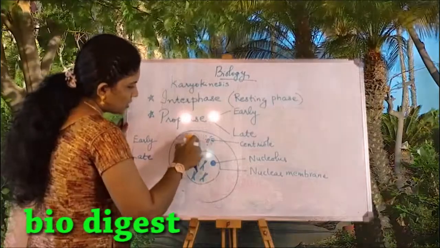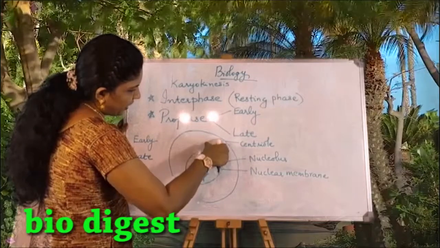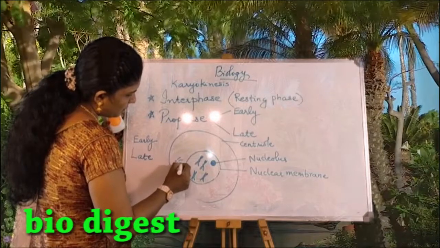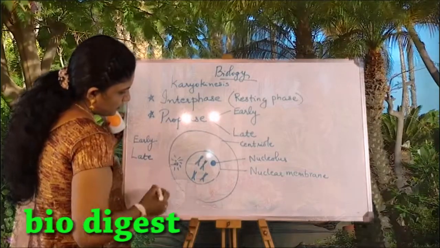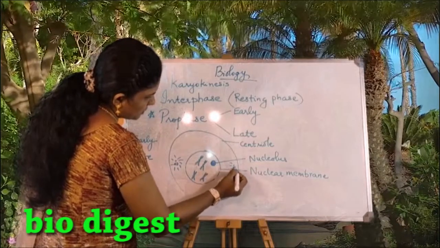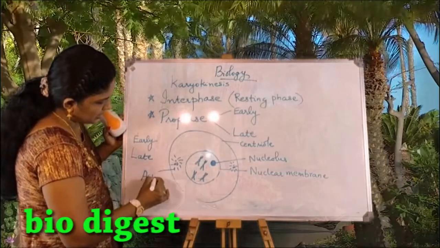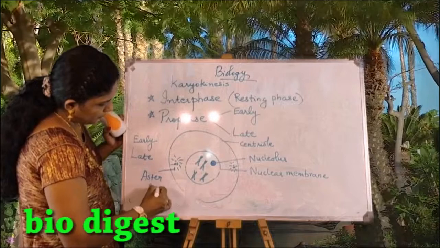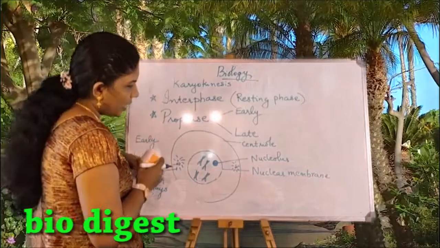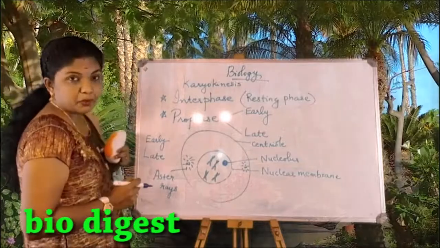So, this centrioles will move to 2 opposite poles. So, this diagram itself I am going to make the changes. Okay. So, this is the centriole. Here also you can show one. It's moving to 2 opposite poles. So this is known as the aster ray. Aster rays.